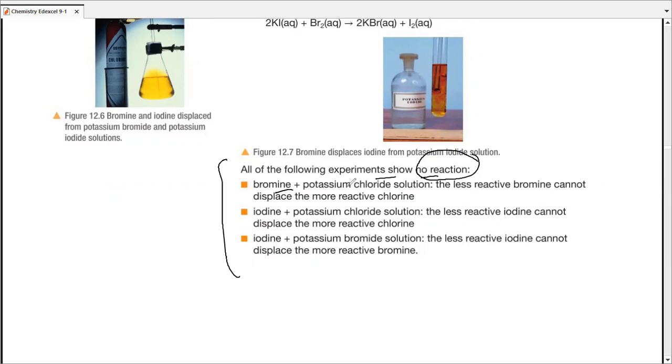Take a look at this. Bromine cannot displace chlorine out of potassium chloride solution. Why? Because bromine is less reactive. And the same happens to iodine. It can't displace chlorine out of potassium chloride solution, or it can't displace bromine out of potassium bromide solution. Why? Iodine is less reactive than both.